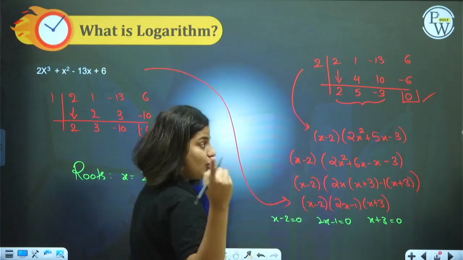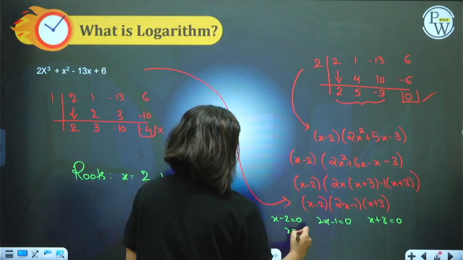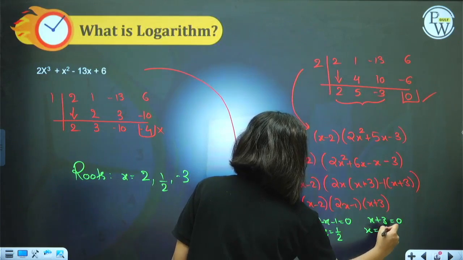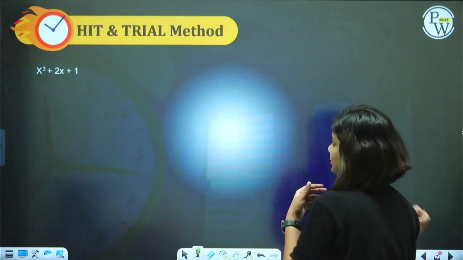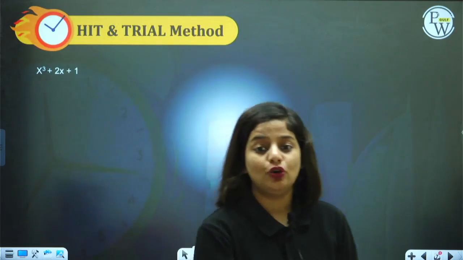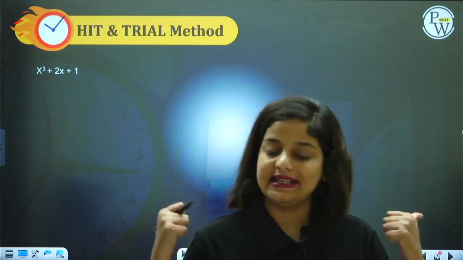In quadratic solving also, that's how you get the roots. I hope now this is super duper clear to all of you. One last question for a final trial: x cube plus 2x plus 1, it is a cubic equation. We will follow the same hit and trial method.